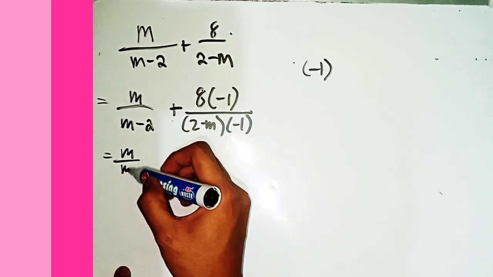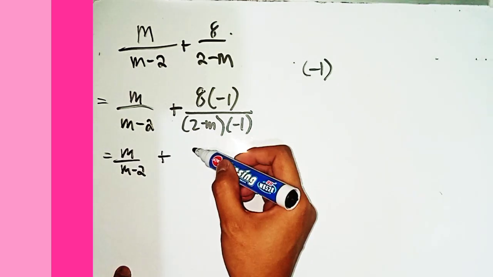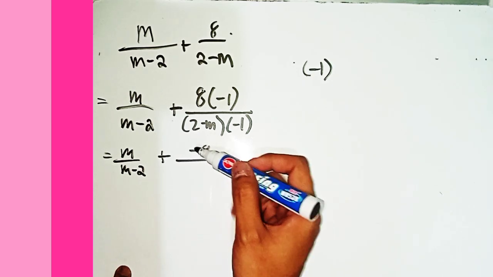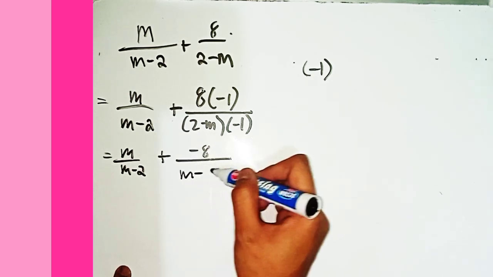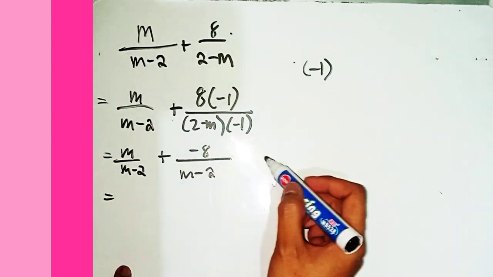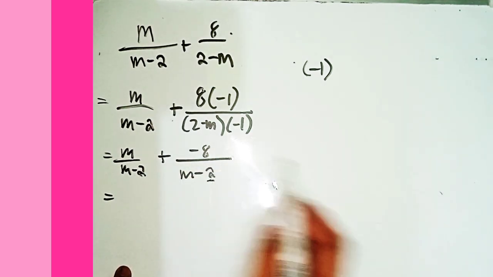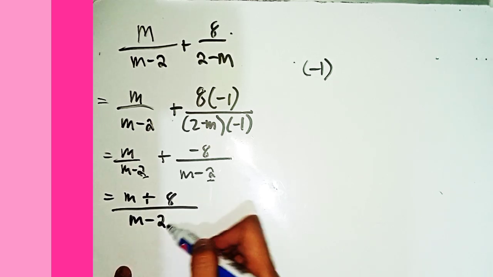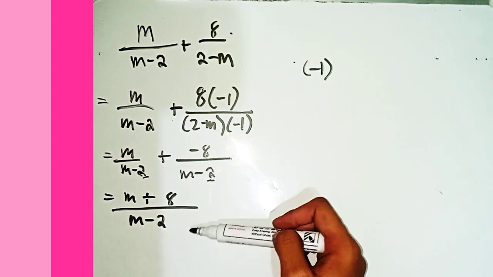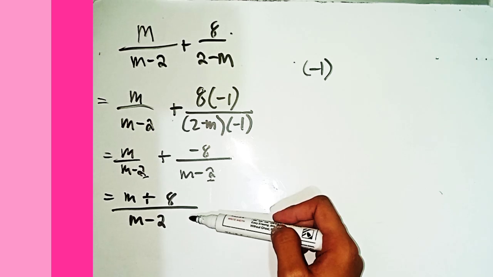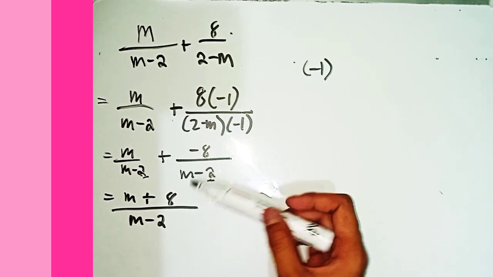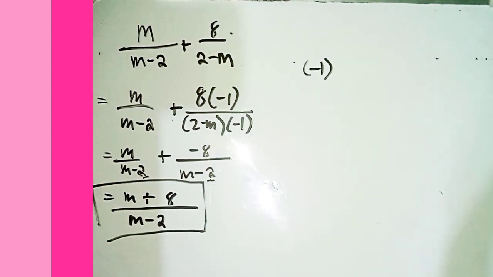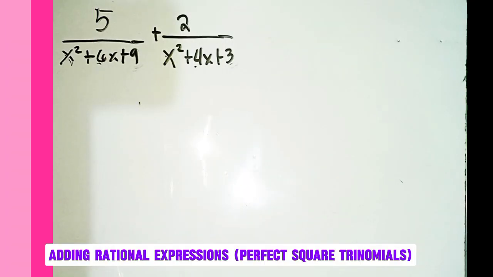So m all over m minus 2 plus, that would be negative 8, since negative 1 times 8 would be negative 8, all over m minus 2. Okay. So since they do have the same denominator already, we can combine the numerators. M plus 8 all over m minus 2. Since we cannot simplify that anymore, that would be our final answer. Now let's have problem number 7.